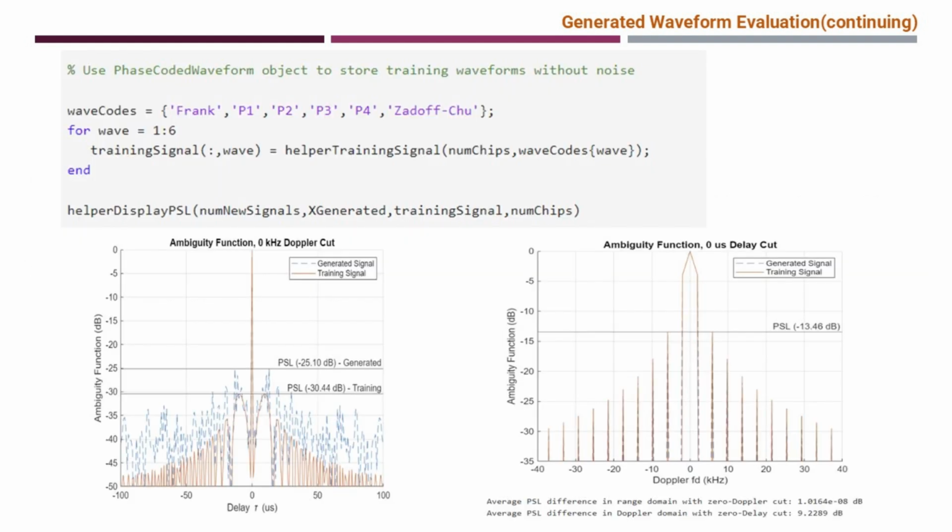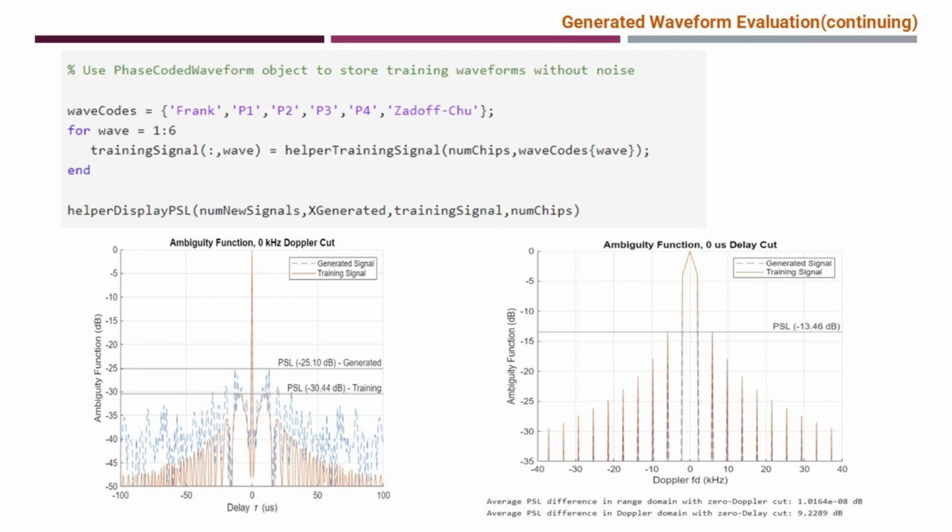The average PSL comparison between the generated waveforms and the original waveforms from the training set without noise. Helper training signal, attached to this example, computes the original training waveforms without noise added. Use the attached helper function, helper display PSL, to calculate the peak side lobes, and display the difference in the zero delay and zero Doppler cuts across the training and generated waveforms.